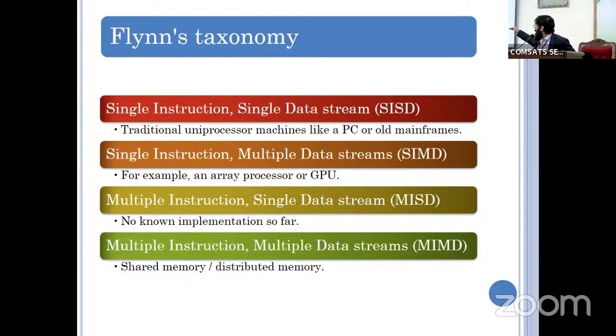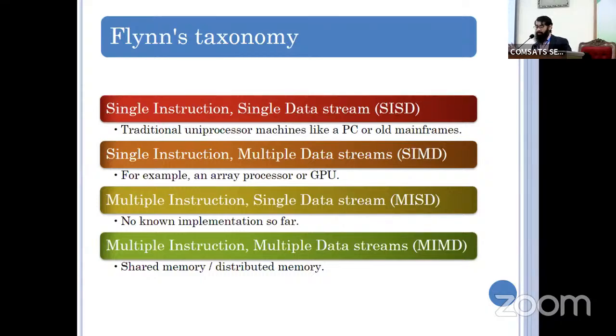But mostly, supercomputing facilities are using two categories of MIMD. One is a shared memory system, and the second one is a distributed memory system. In shared memory systems, we have the classical example of multi-core architecture, multi-threaded computers. And in distributed memory systems, we have grids, clusters.